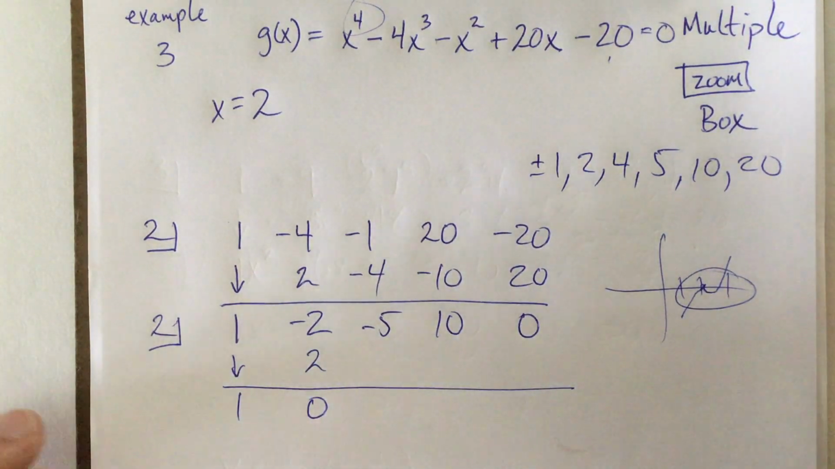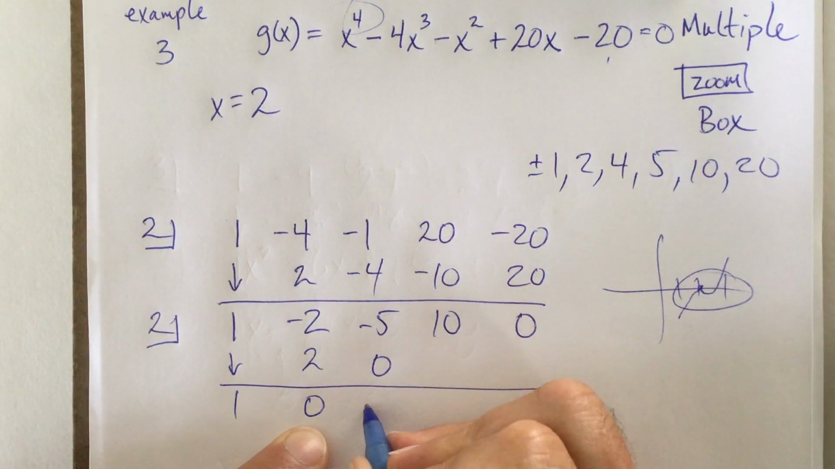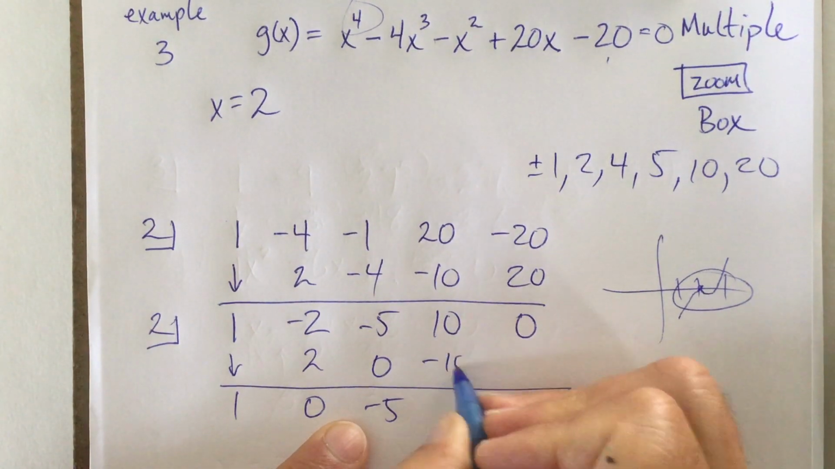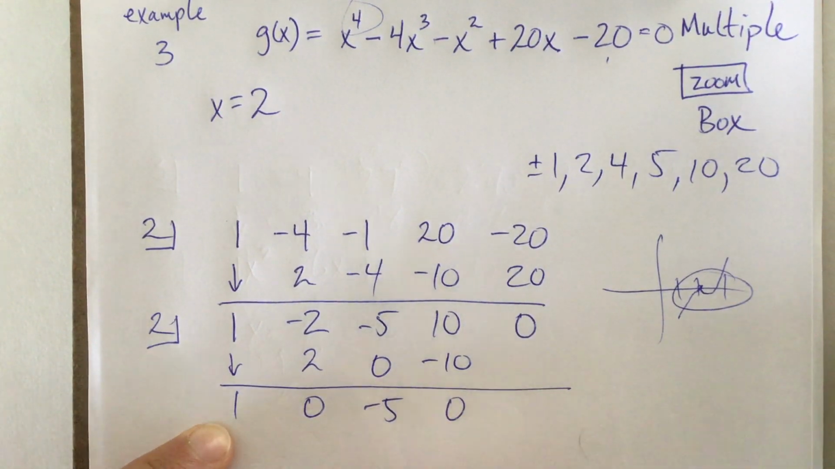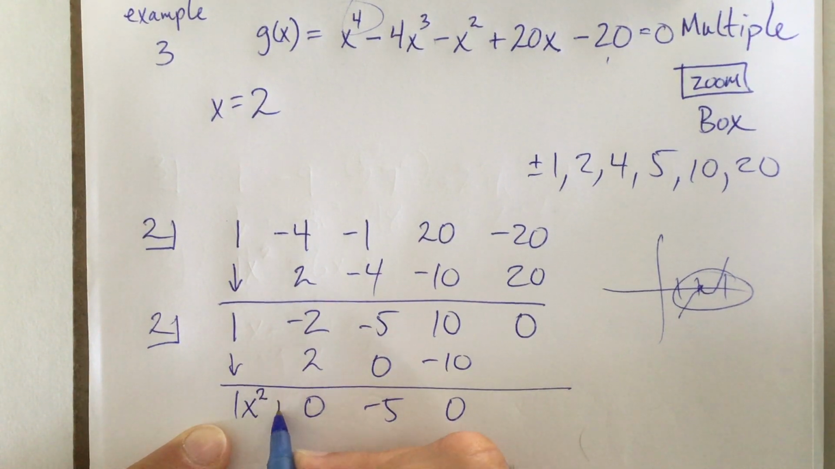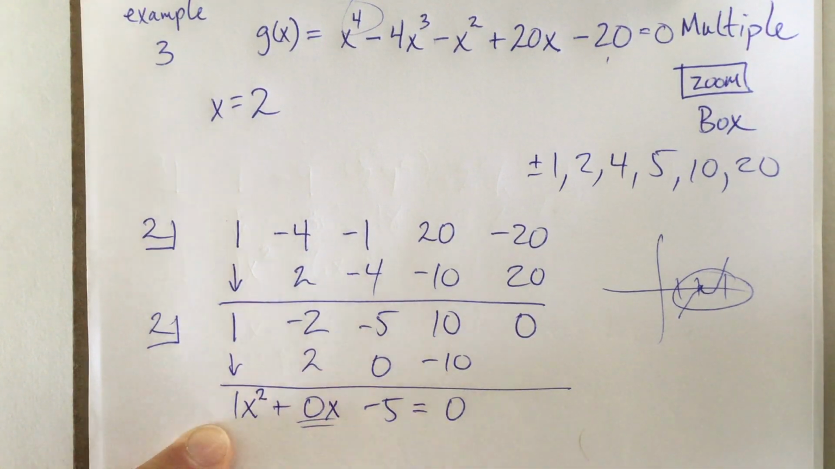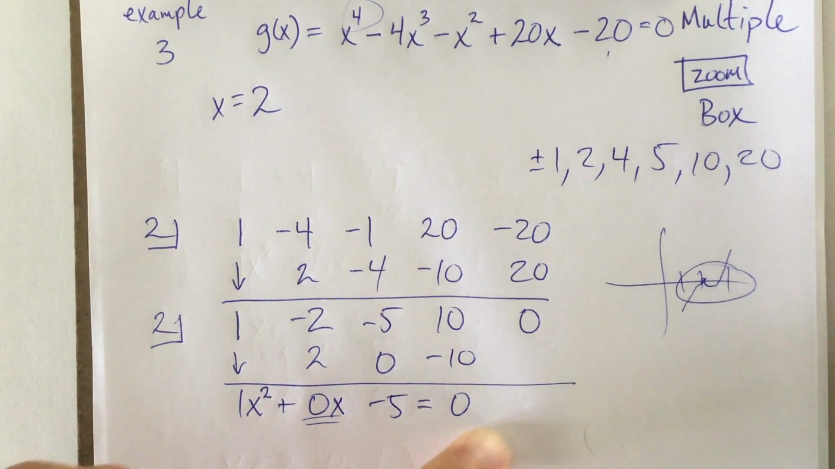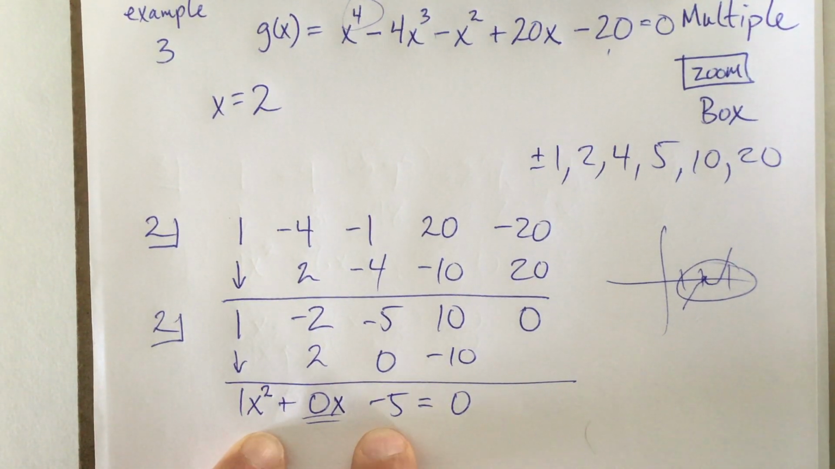Well, that happened to me in example 1. That's okay. 2 times 0 is 0. Add down, I get -5. 2 times that, -10. Boom. But wait, when I get this, that just means I got it down to second power. And I own it once I get it to second power. And there's the x squared.